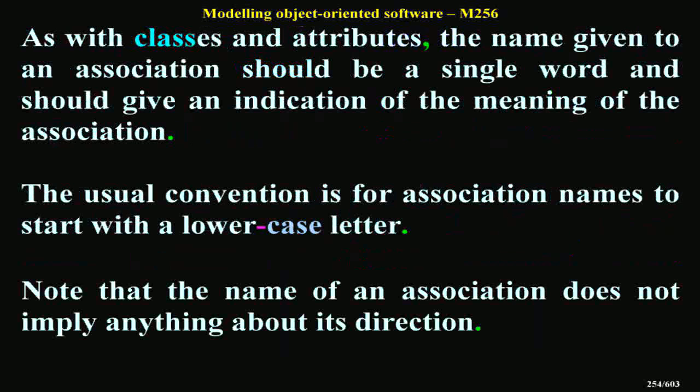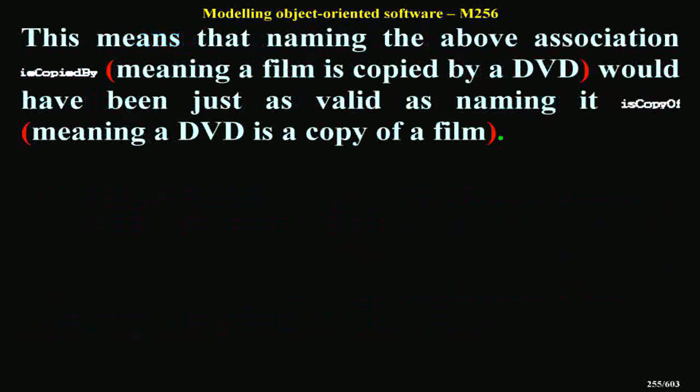As with classes and attributes, the name given to an association should be a single word and should give an indication of the meaning of the association. The usual convention is for association names to start with a lowercase letter. Note that the name of an association does not imply anything about its direction. This means that naming the above association, meaning a film is copied by a DVD, would have been just as valid as naming it, meaning a DVD is a copy of a film.